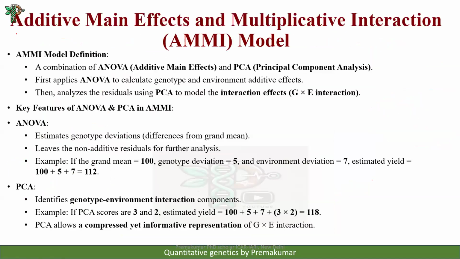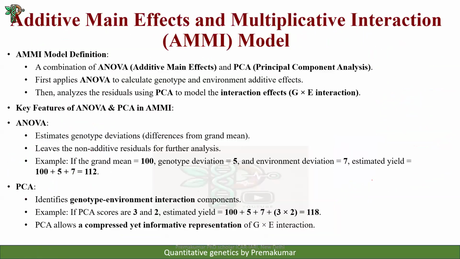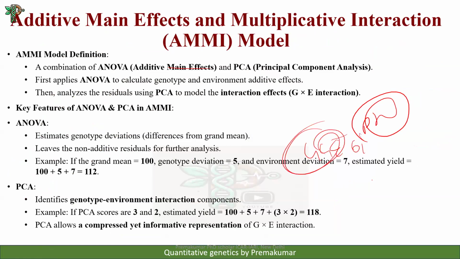Then another method, which nowadays everyone is using, even I am using it for my PhD for stability analysis. They are called AMMI and GGE biplot analysis. What is the AMMI model? It is the combination of both principal component analysis and ANOVA.